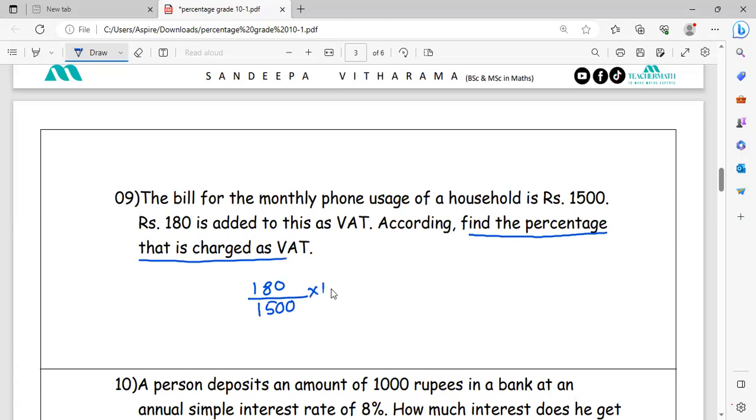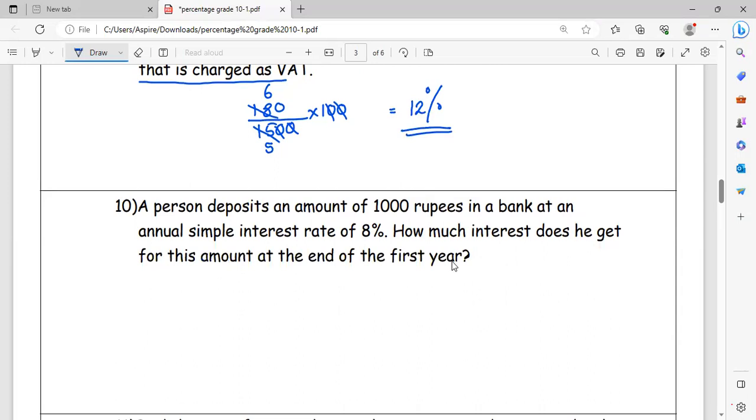So you have to multiply this by 100. Then the zeros cancel like this. 18 divided by 3 is 6. 15 divided by 3 is 5. 60 divided by 5, the answer is 12. Then it is 12%. Okay. Try to do the 10th question.